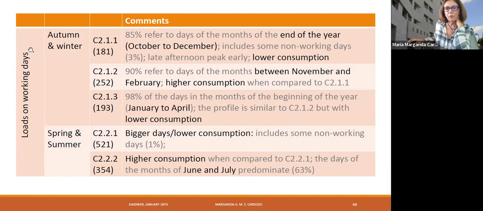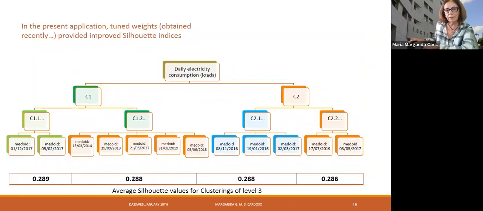And referring to working days, there are differences here from October to December, so referring to the end of the year. And between November and February, we find higher consumption when compared to the previous cluster. And when days get longer, we have lower consumption. For instance, this cluster has higher consumption when compared to this one, and it refers to the June and July months that predominate in this cluster.